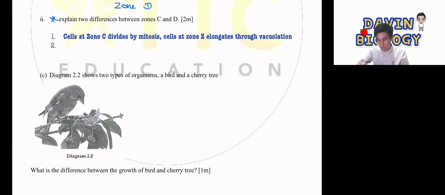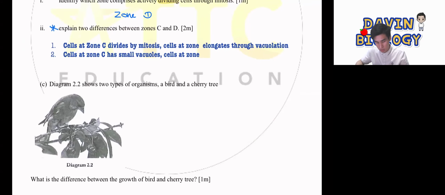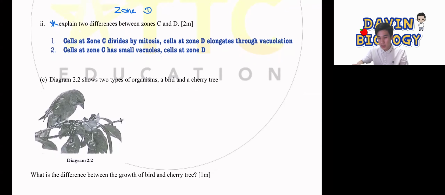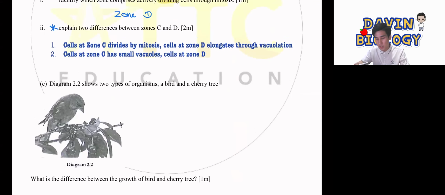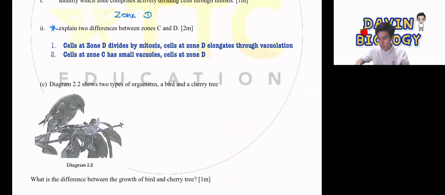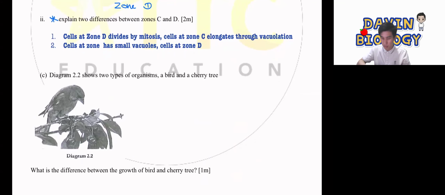So number two, cells at zone D have smaller, or you just say small vacuoles, while cells at zone C, sorry, mistake. This one is D. This one is C. Made a mistake already. Have larger vacuoles.